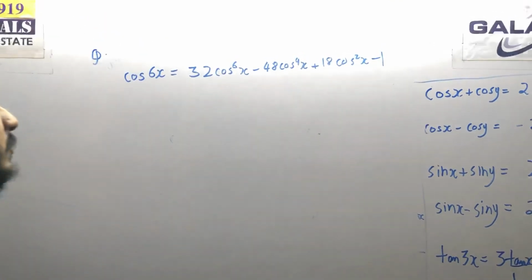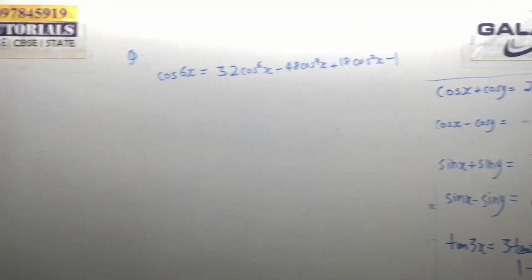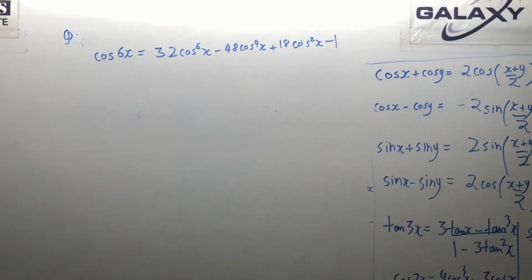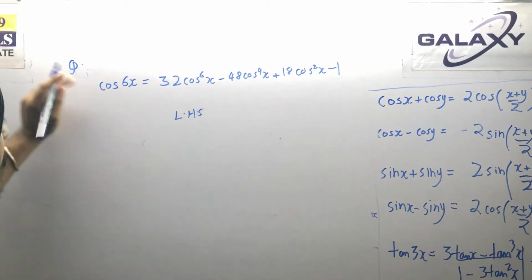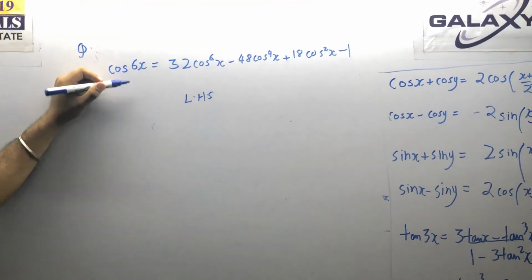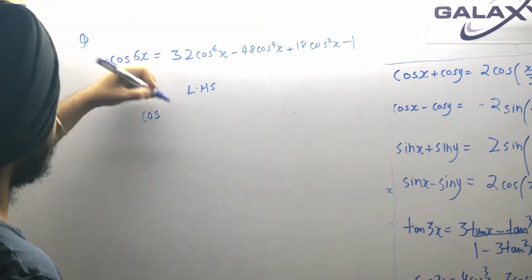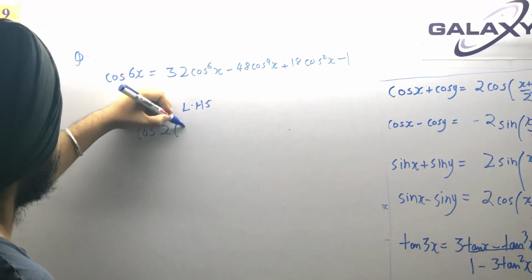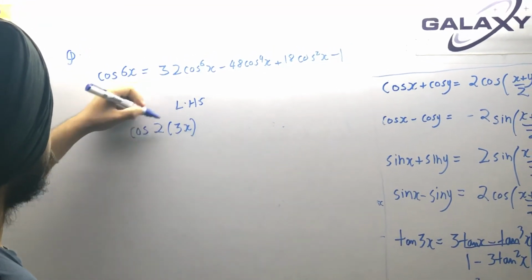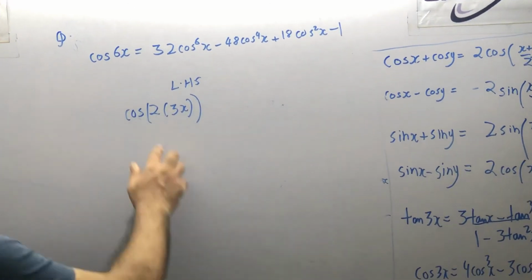This is the question. You have to prove this. So this is a question of 3 theta. I will start from the LHS. Why did I do the LHS? Because I am seeing a pattern here. This is cos 6x. So cos 6x, can you write it as cos 2 into 3x? Cos 2 3x.